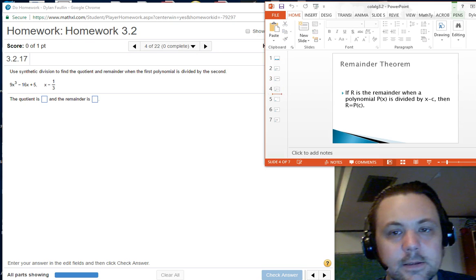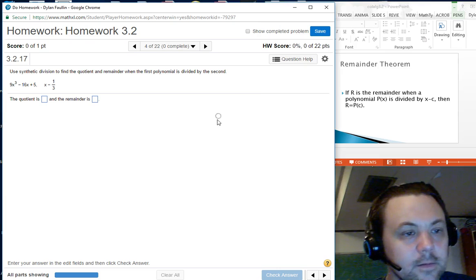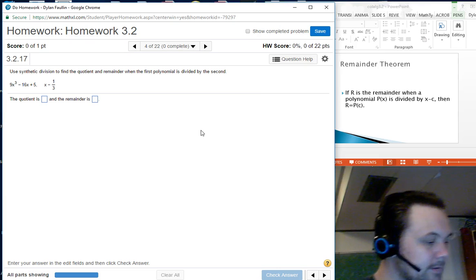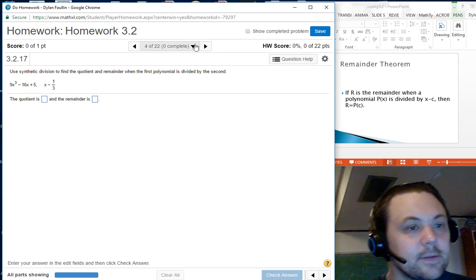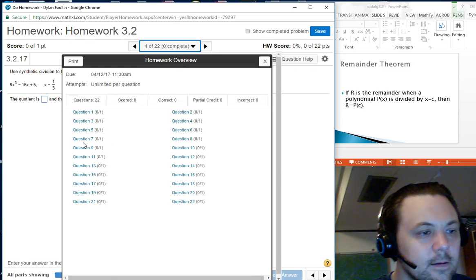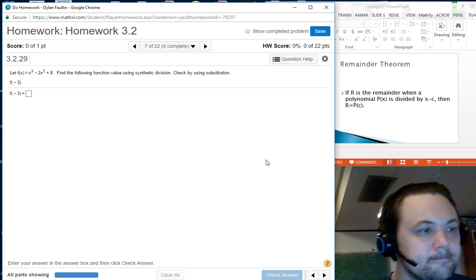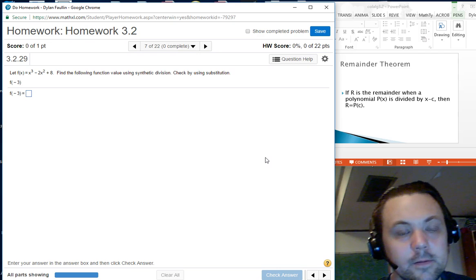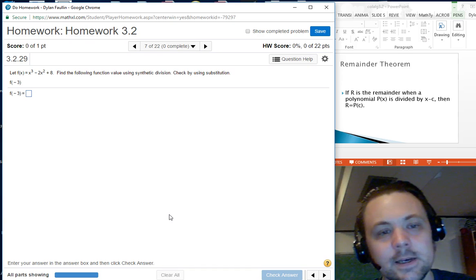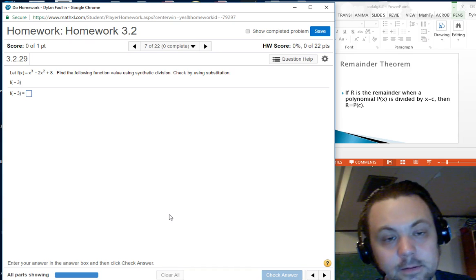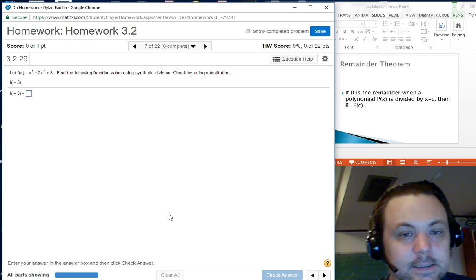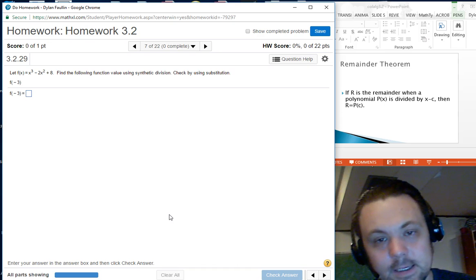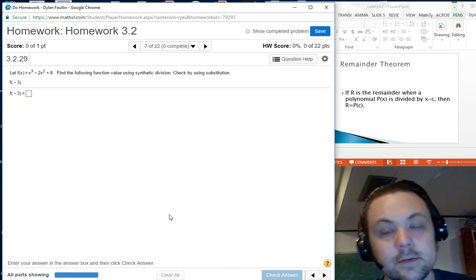Okay. So the next concept is what's called the remainder theorem. And we're going to take a look at problem number 7 in conjunction with that. So here's what the remainder theorem says. It's kind of an interesting idea, even though it's something you probably won't use. If R is the remainder when a polynomial p of x is divided by x minus c, then R is equal to p of c.